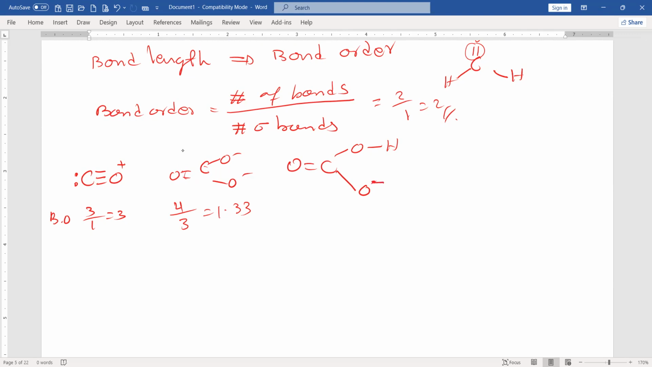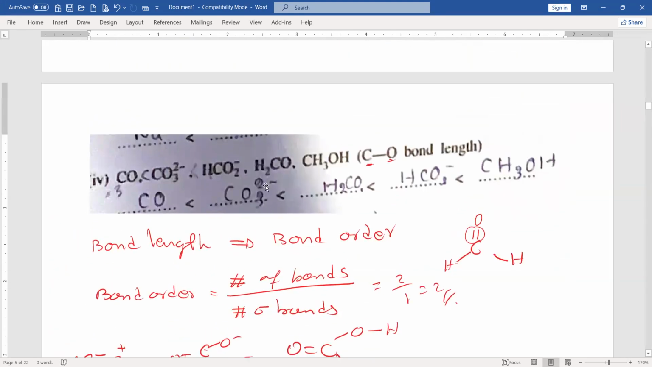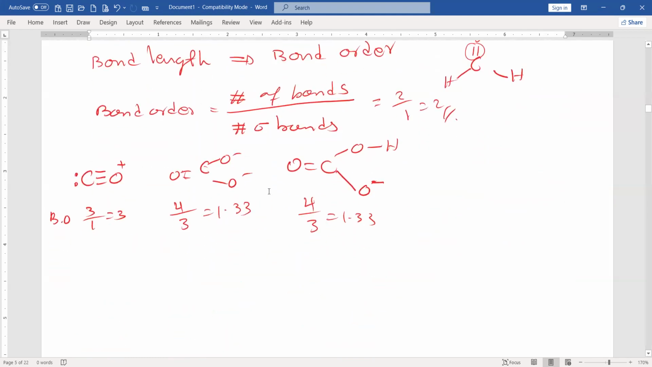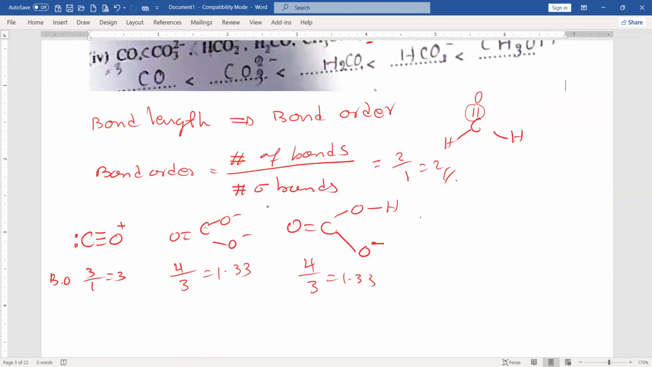Here, then again, you have to consider 1, 2, 3 bonds. Again, 3 CO bonds. That means we have 4 bonds divided by 3 equals 1.33. And next one is H2CO. H2CO is formaldehyde. Here we have a double bond, so 2 divided by 1 equals 2.